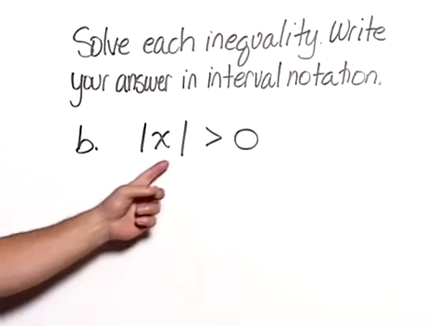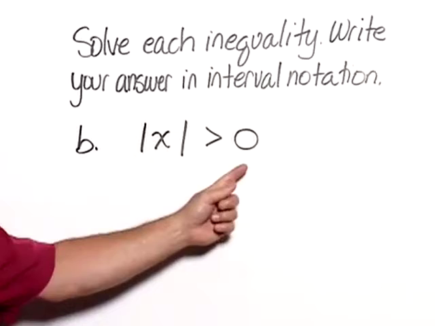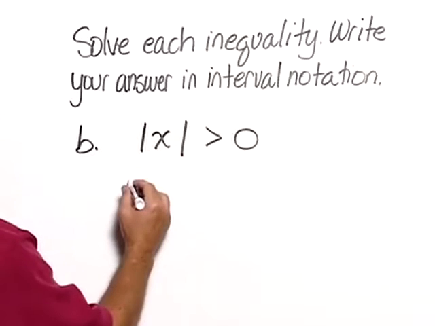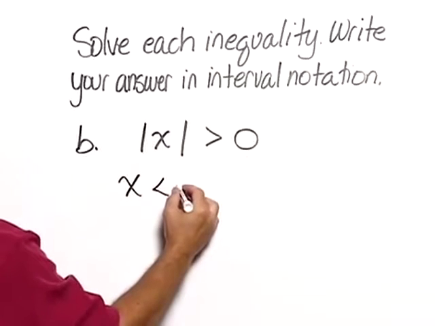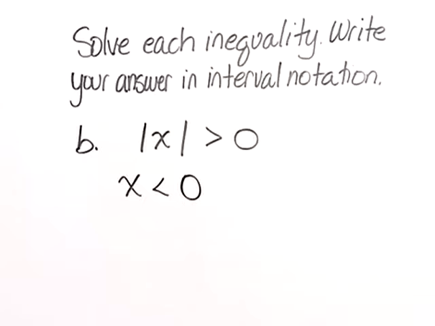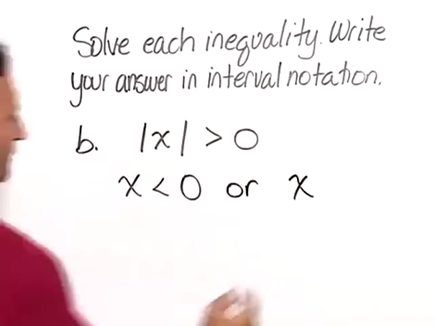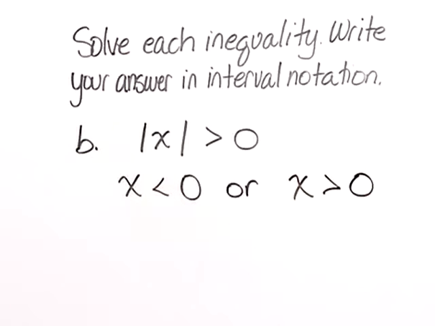Part B, the absolute value of x is greater than 0. Recall that when we have an absolute value expression greater than another number, we set it up as the expression is less than negative the number, which of course in this case is just 0, or the expression inside the absolute value is greater than the positive number. Or in other words, x is greater than 0.